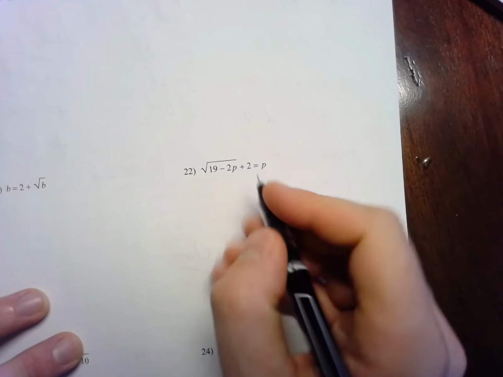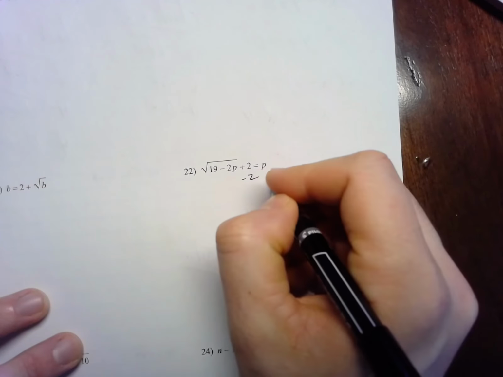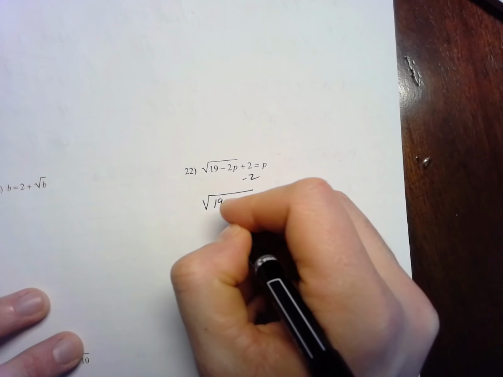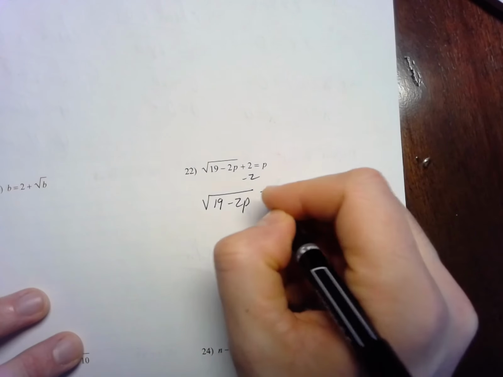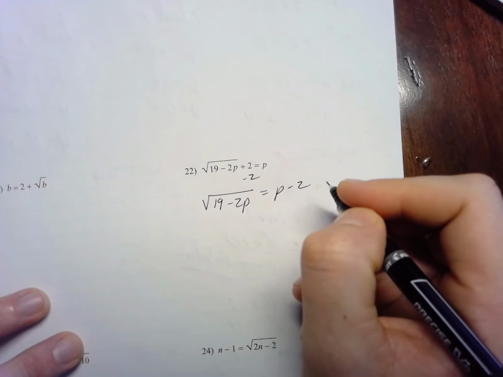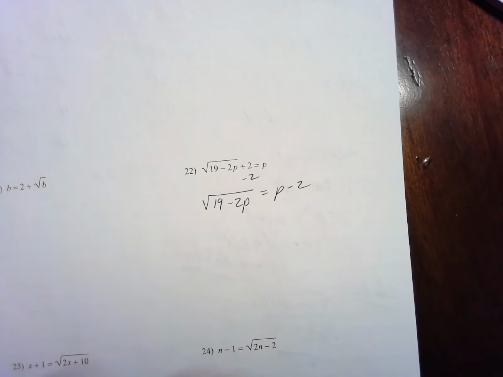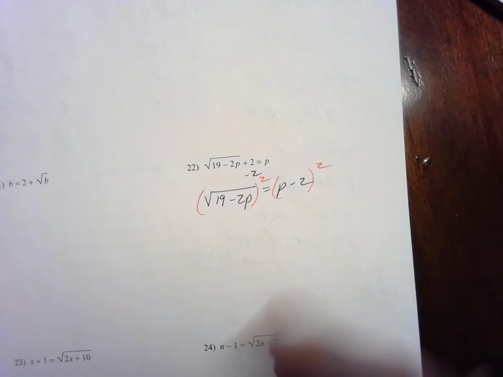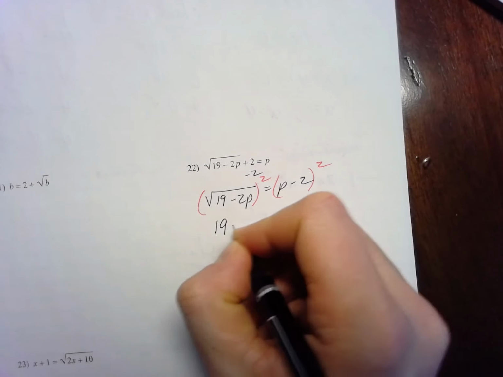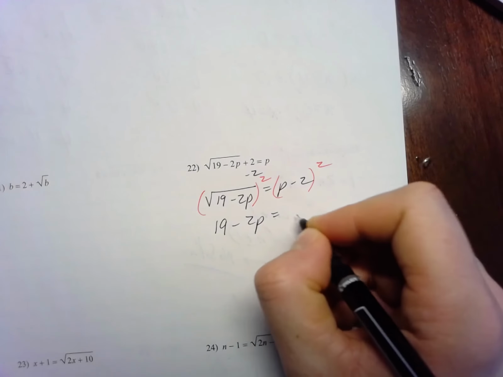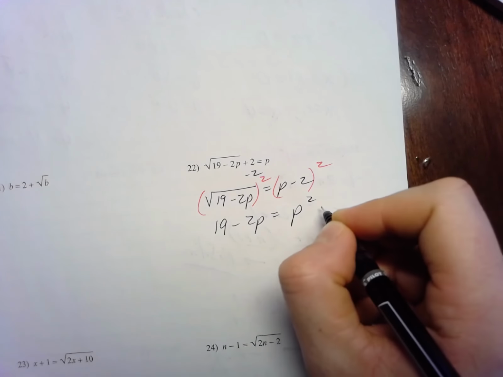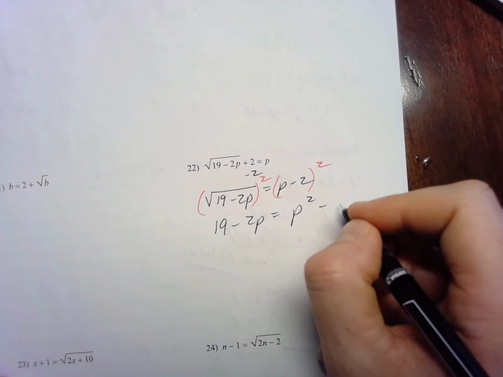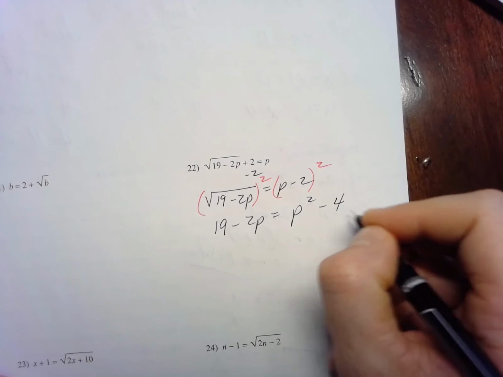We've got to isolate the radical by subtracting the 2. So that's going to give me square root of 19 minus 2p equals p minus 2. And then if I square everything, I'm going to have 19 minus 2p, and then this will be FOILed, minus 4p plus 4.